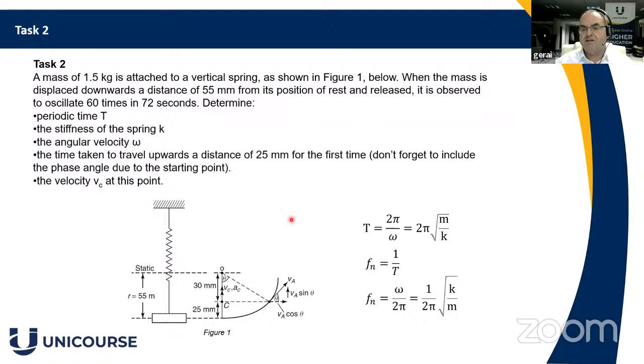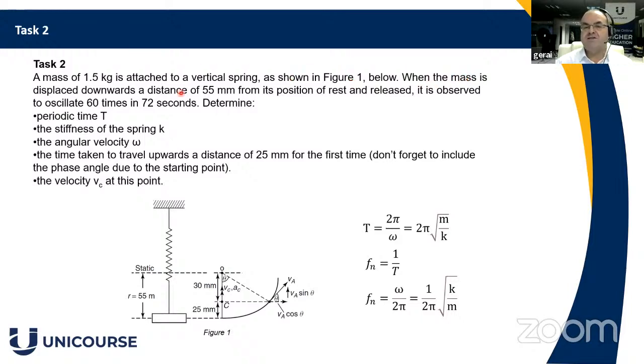So let's move on to task 2. This is a bit more involved. Again, take your time, and if you've got any questions about this, ask about them at the end when we stop the recording, and we'll go through them again if you want. A mass of 1.5 kilograms is attached to a vertical spring as shown in figure 1 below. Try and put that in your assignments, please. Those little statements are quite important.